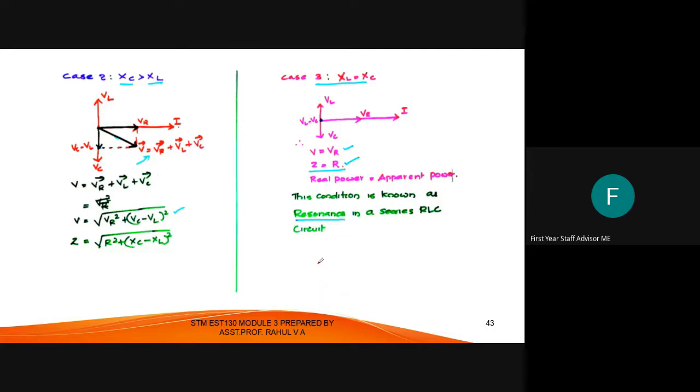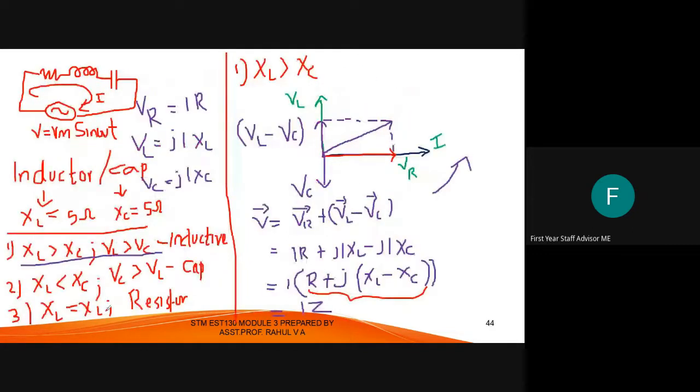Okay, so that's about the first case. Now, what about the second case? The second case is XC greater than XL. So what we should do is draw the phasor.